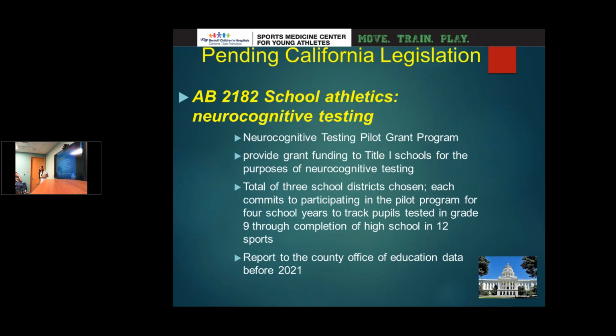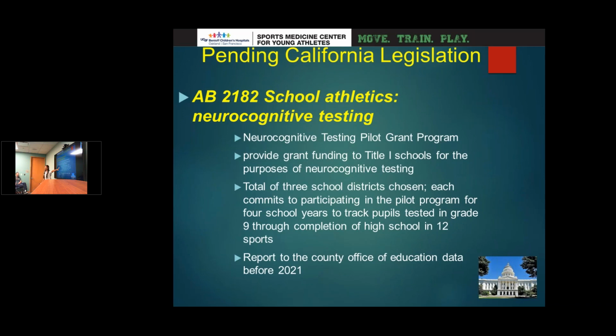Here's another one, neurocognitive testing. I actually just got an email that it is sitting on Jerry Brown's desk right now. So this is crazy. Sorry, that's my editorial comment. This is a neurocognitive testing grant program. So if they can have the grants, they're basically going to ask school districts to apply to be sites for neurocognitive testing. You have to give it to all of your pupils, grades 9 through 12. You have to report to the County Office of Education the data, how many people you tested, how many people quit their sport after getting a concussion, and so on.